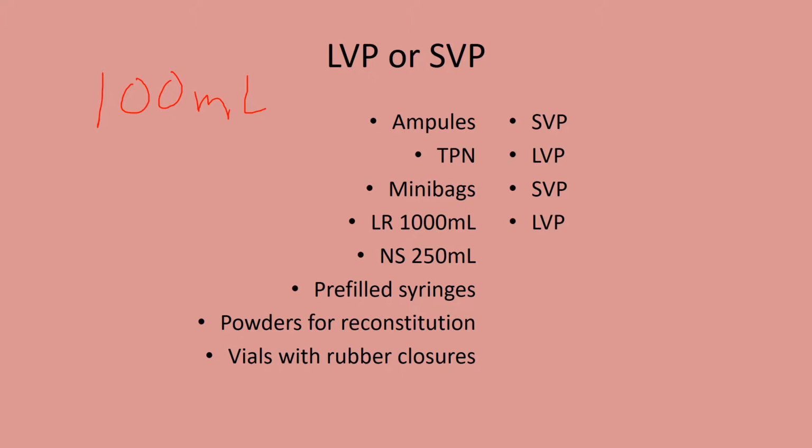LR1000, that's way bigger than 100. NS250, way bigger than 100. So if you guys recall, LR is lactated ringers. It is an isotonic solution. It's an electrolyte mixture as well. PFS, pre-filled syringes or preloaded syringes, way less than 100. Powders for reconstitution, for our purposes, they're usually going to be less than 100. We're not talking about the large bulk bottles. And then vials with rubber closure, same thing. We're going to be working with the smaller vials, less than 100.